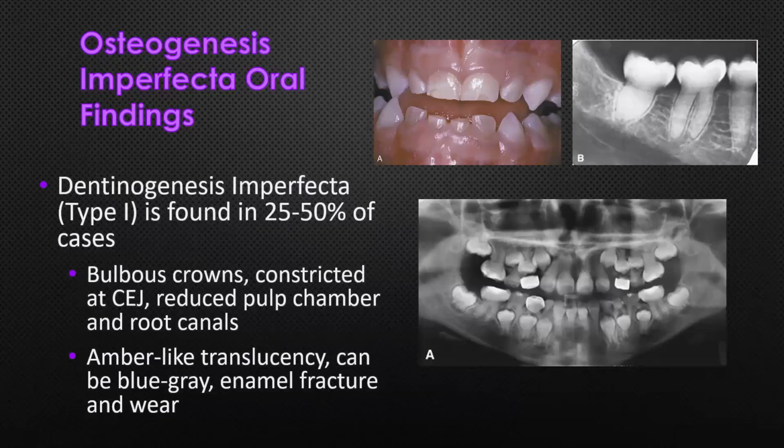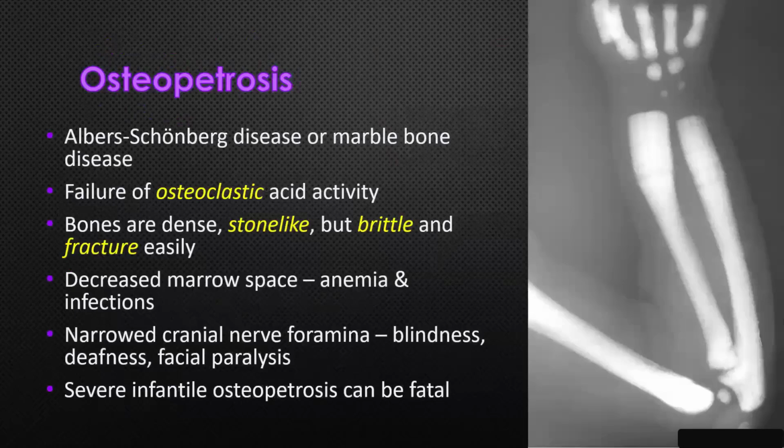Any questions about osteogenesis imperfecta or Mr. Glass disease? Then we have osteopetrosis, which is kind of the opposite. It's a failure of osteoclastic activity. So osteoclasts are not removing bone. So it actually gets too mineralized. Osteoblasts are laying down more mineralization, and osteoclasts are not working. And so the bones become very dense and stone-like, but think of it like chalk.